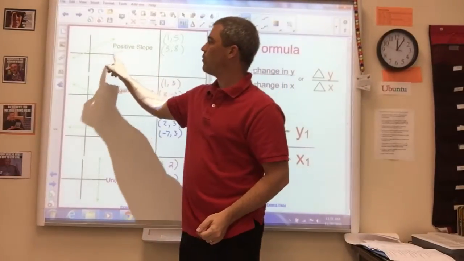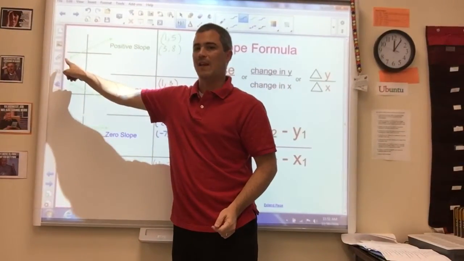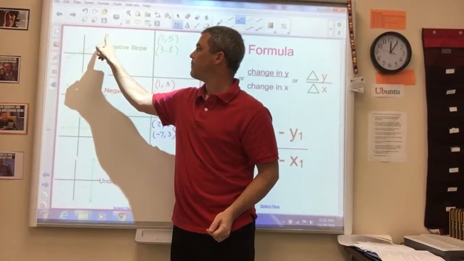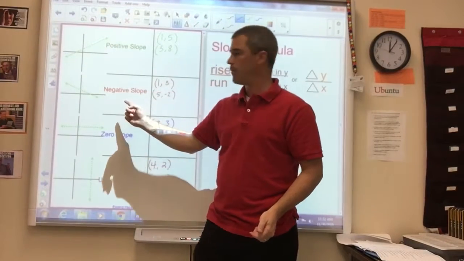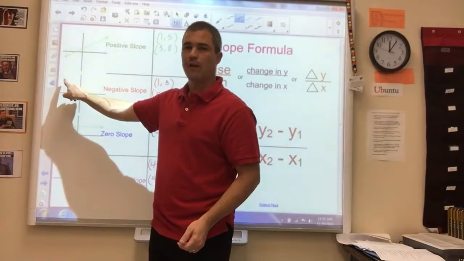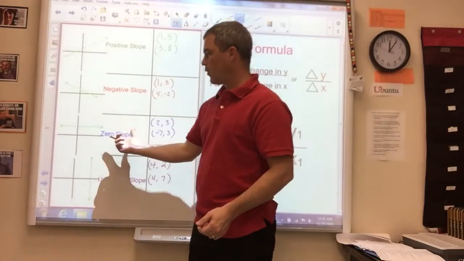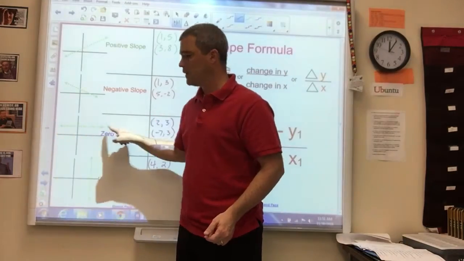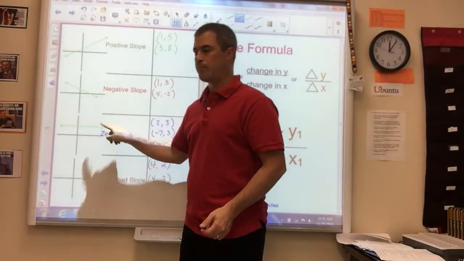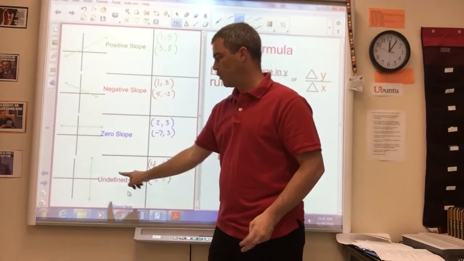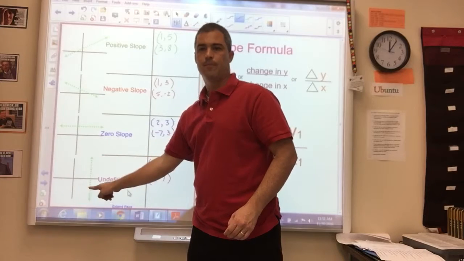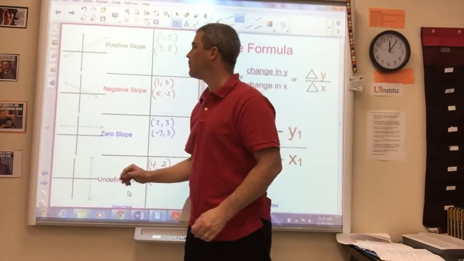A positive slope goes down on the left and up to the right. A negative slope is up towards the left and goes down towards the right. A zero slope is completely flat and horizontal. And an undefined slope is a vertical line that does not go left or right.